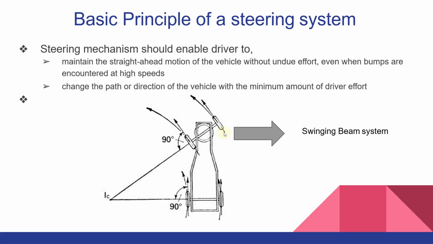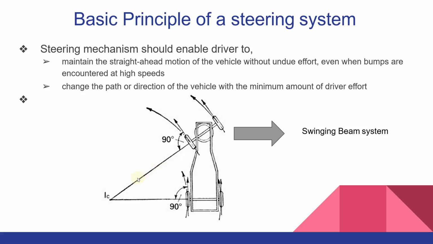And one important feature of the swinging beam system is that both the front tires will be aligned at the same angle. Here you can see, if we draw an imaginary line through the center of both the wheels, it will be passing through the same axis. So this is the line. If we extend this line, it will pass through the center of both the wheels, and both these wheels are aligned at an angle of 90 degrees to this line.